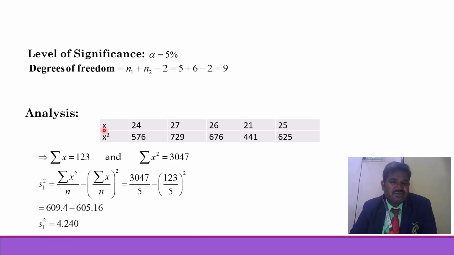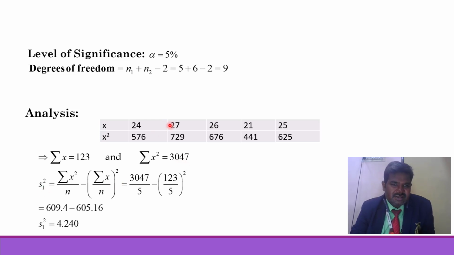First we choose the x values. 24, take the square, 576. 27, square, 729. 26, square, 676. 21, 441. 25, 625. Summation x is 123. We can add all these values. Summation x square is 3047.